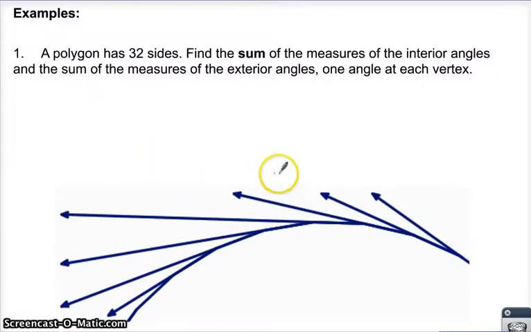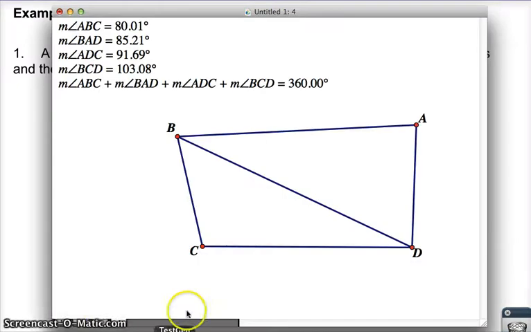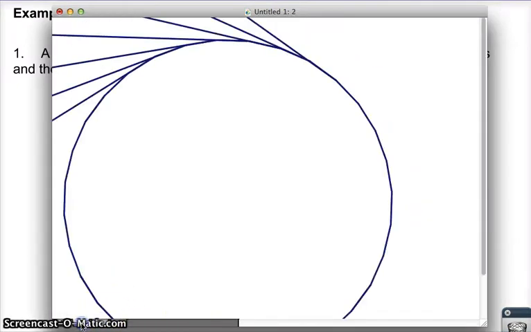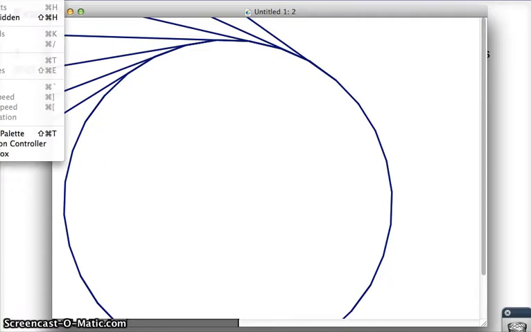All right, so here's part of a 32-gon. I actually made this in Sketchpad. Let's see if I can find it here. Yeah, I made this 32-gon in Sketchpad. Can I show you all the sides? This is crazy.